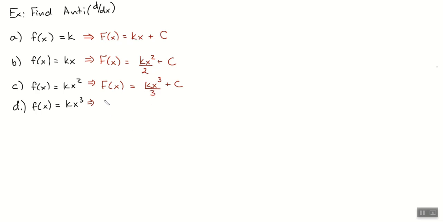Huh. What sort of function has a derivative that's cubic? The fourth? So kx to the fourth over what, do you think?